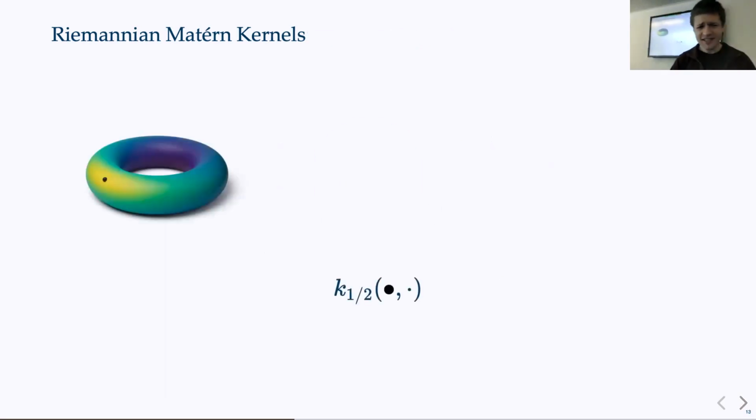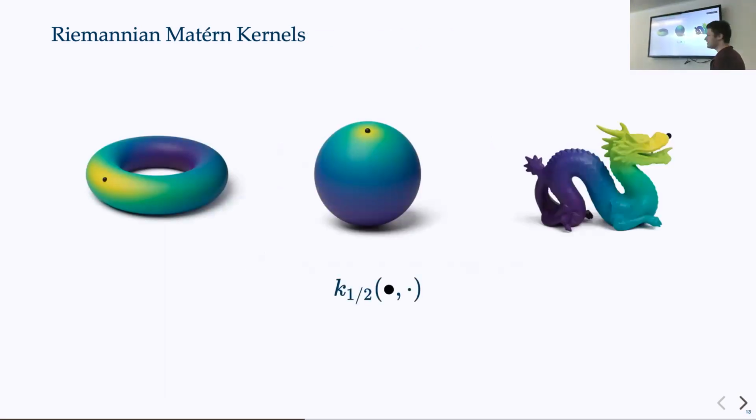So what does this thing look like? Does it even look similar to the Euclidean ones, which sort of decay smoothly and have other good properties? Well, it does. On the torus, it sort of looks like that. The further away you move, the less dependence you have. And very similar on the sphere. And for illustrative sake, we also have a dragon manifold, which is a very non-Euclidean space.